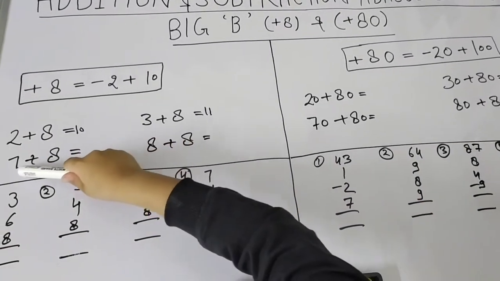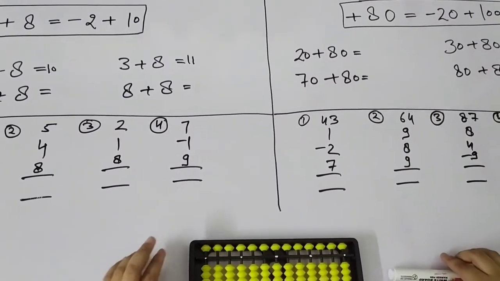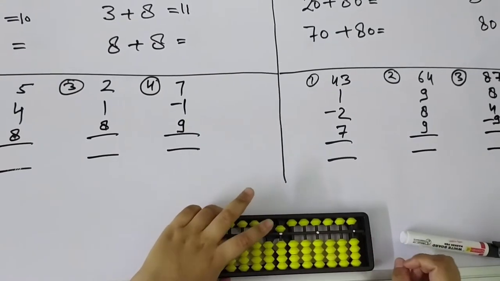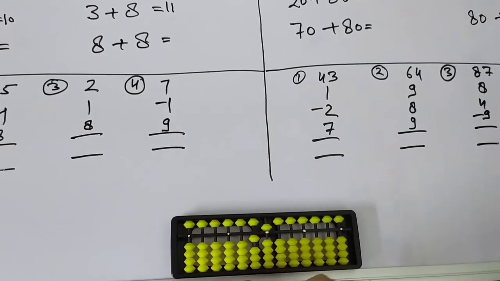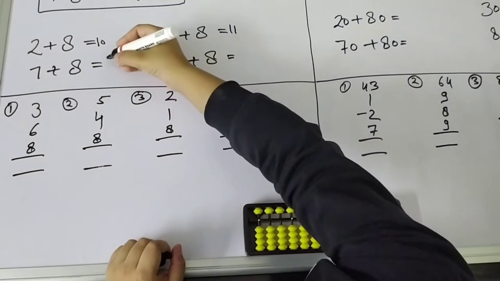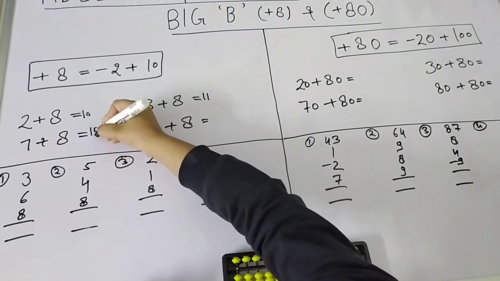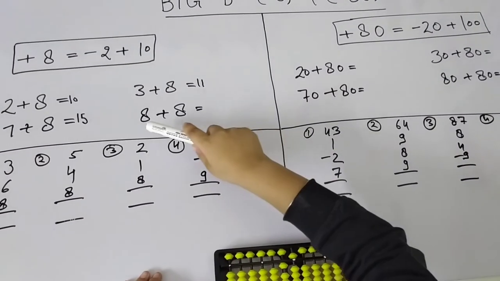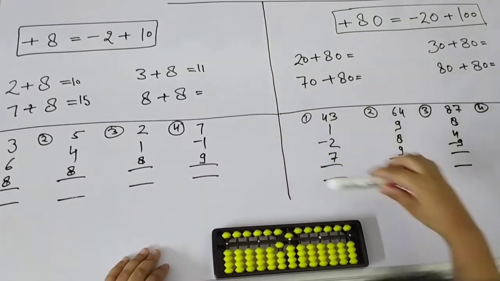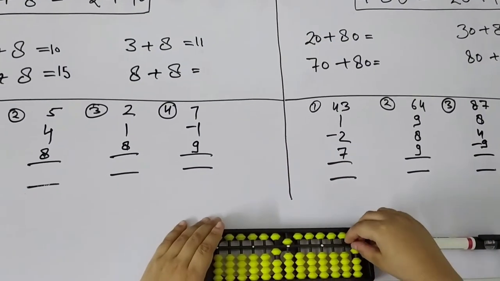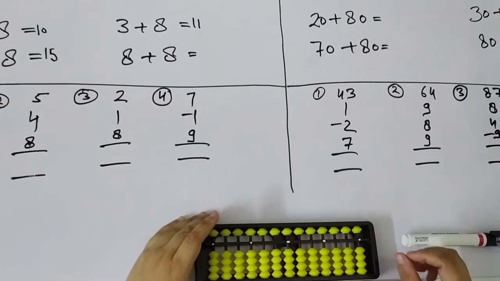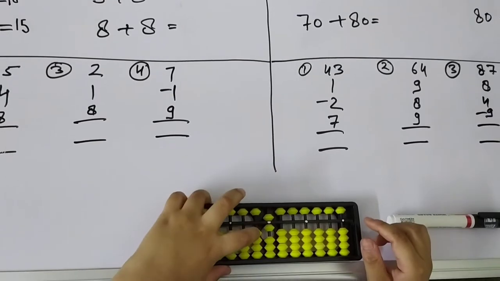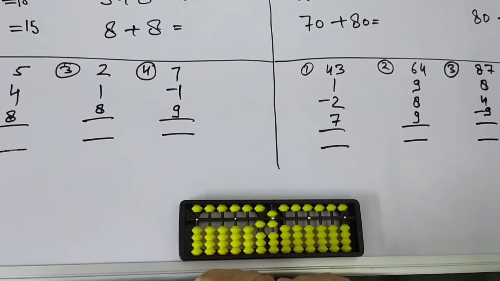Next question, 7 plus 8. 7 and plus 8. Minus 2 plus 10. We got our answer 15. We have written 15. Next question, 8 plus 8. 8 and minus 2 plus 10. We got our answer 16.